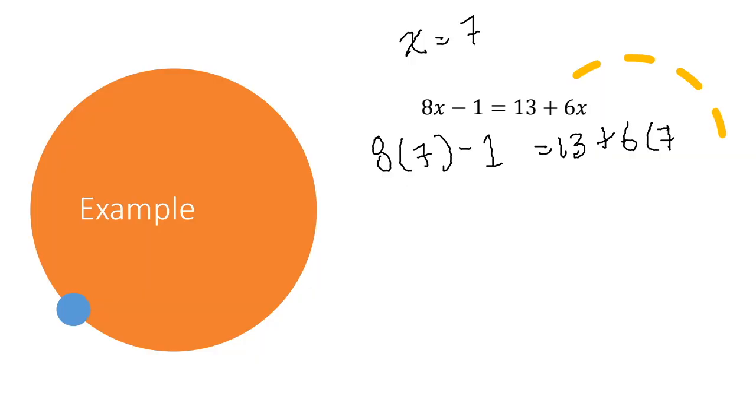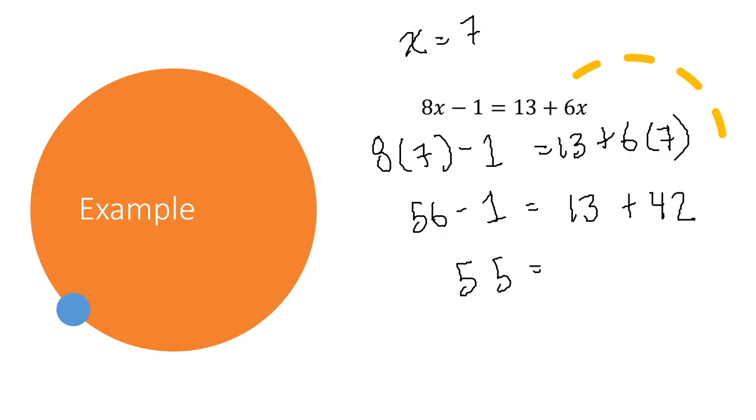So now we're just going to do the math, and remember our goal here is to get my left-hand side equal to my right-hand side. So we have 8 times 7, which is 56, take away 1, and then 13 plus 6 times 7, which is 42. So 56 take away 1 is 55, and then 13 plus 42 is 55 as well. So we get left-hand side equals right-hand side, so that means we did pick the correct value. So good work.